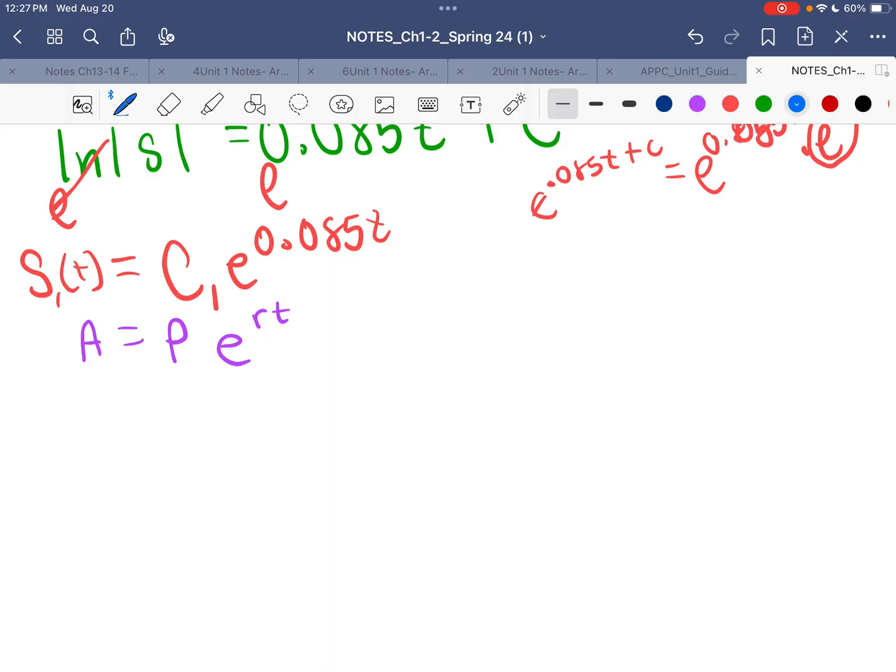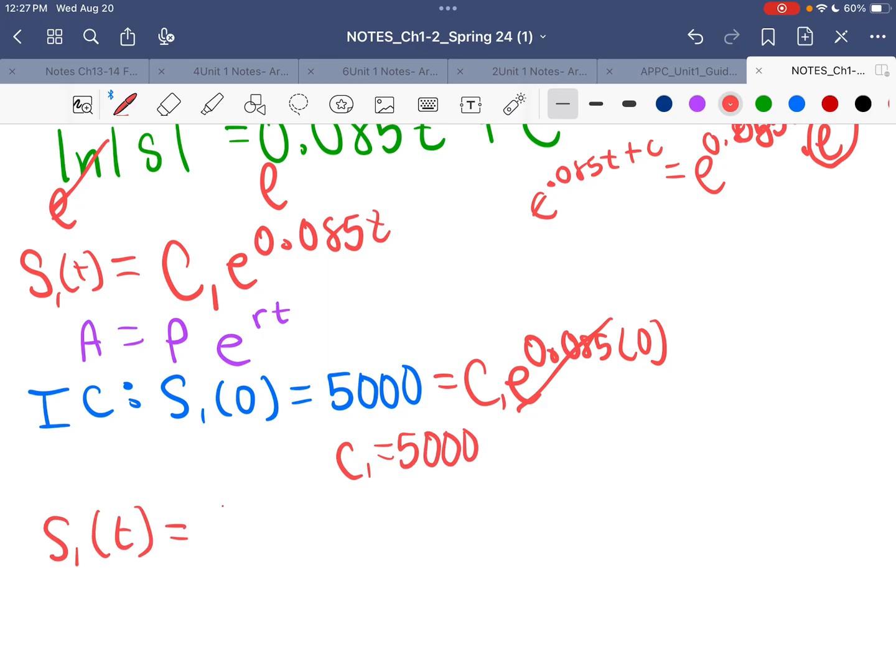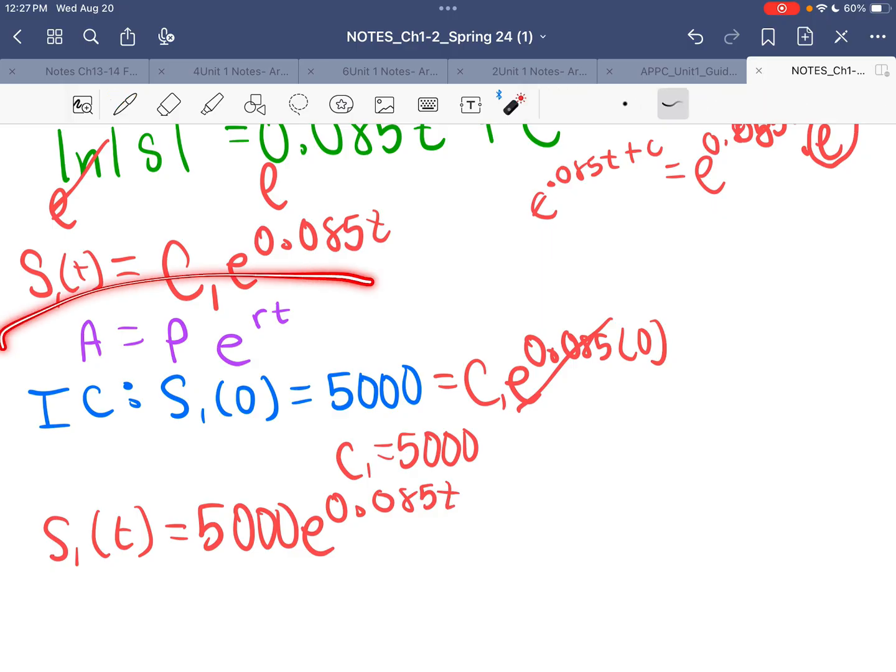All right, let's apply our initial conditions. So our initial condition is that at time 0, we put in $5,000. So we're going to set C1 equal, and then plug in 0 for t. So really C1 is equal to 5,000. That means S1 at t is 5,000 e to the 0.085t. So if you do remember this PERT formula, and you're doing this on a quiz or a test, you could know you did it right by the calculus matching the algebra.